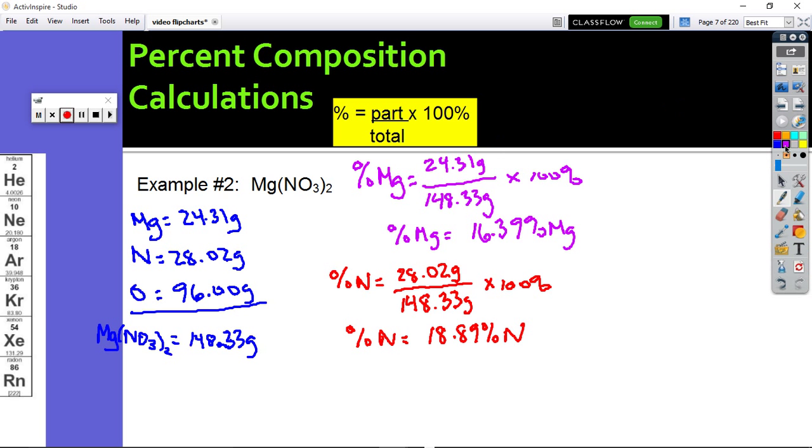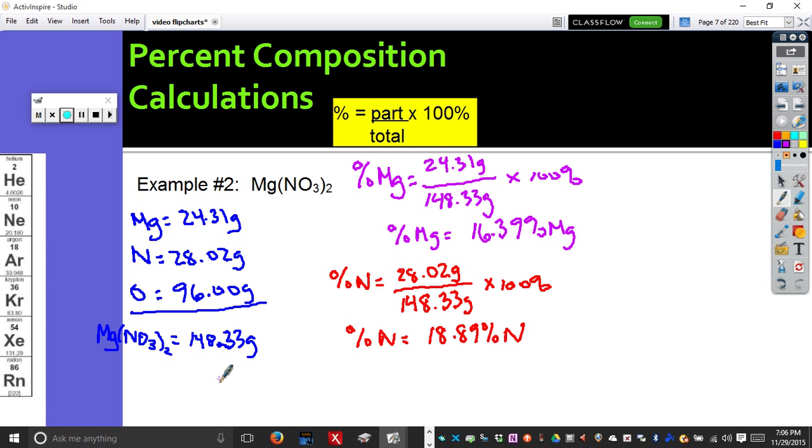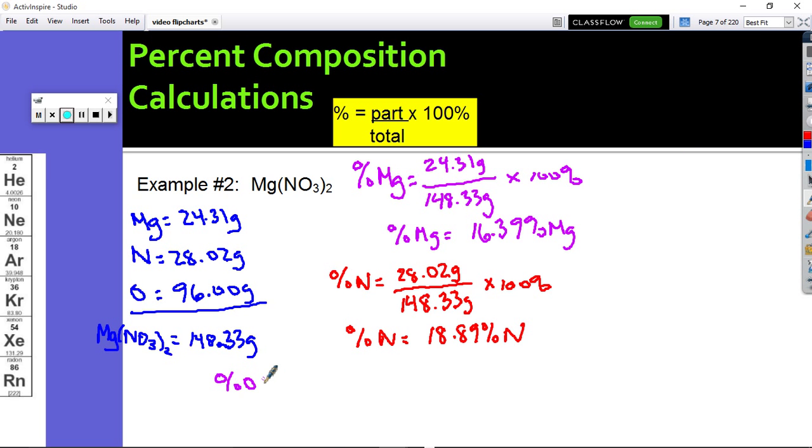Now let's calculate what we have for oxygen. The percentage of oxygen is the part that is oxygen, so 96, divided by the total, or the whole thing, which is 148.33 grams, times by 100%. When you do that in the calculator, you get a grand total of 64.72% oxygen. And this also makes sense. It's much higher than the nitrogen's amount, but then look how much higher the oxygen amount was as well.